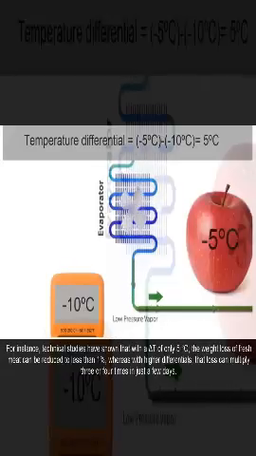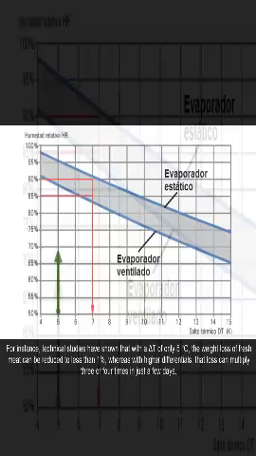For instance, technical studies have shown that with a delta T of only 5 degrees Celsius, the weight loss of fresh meat can be reduced to less than 1%, whereas with higher differentials, that loss can multiply 3 or 4 times in just a few days.